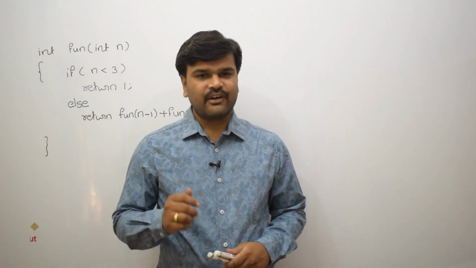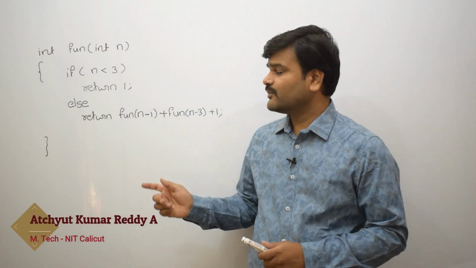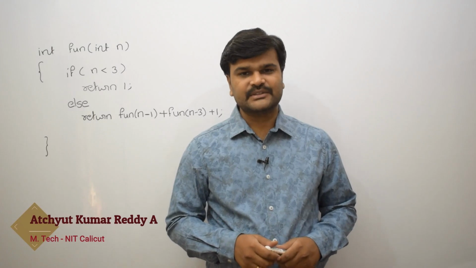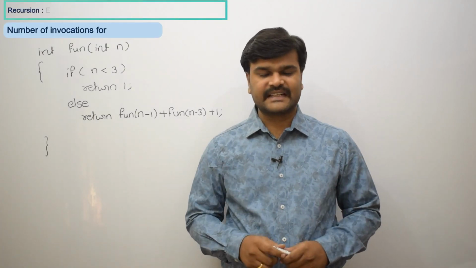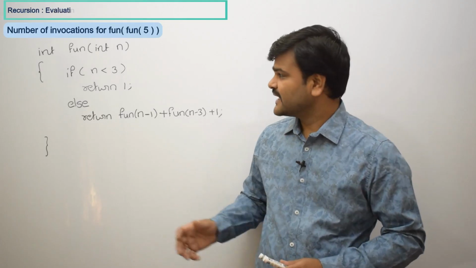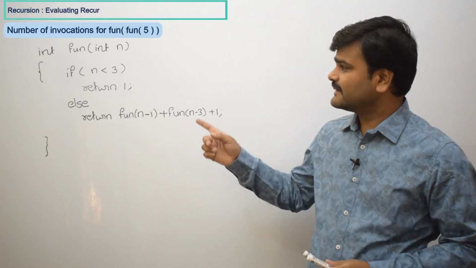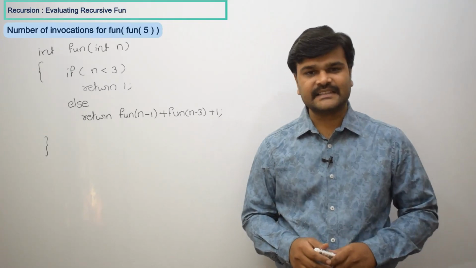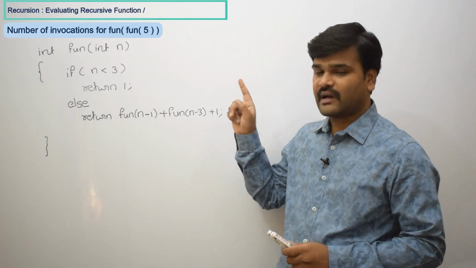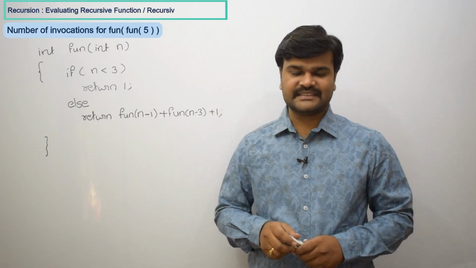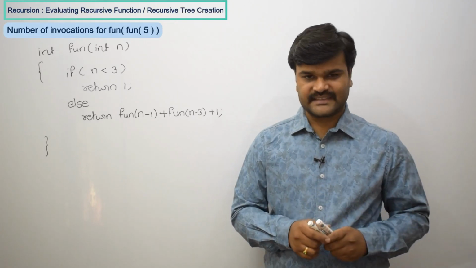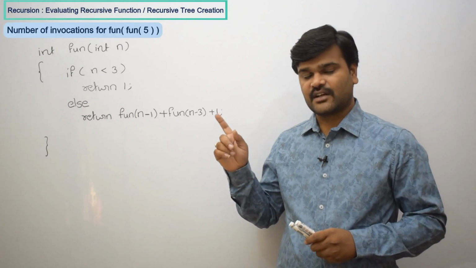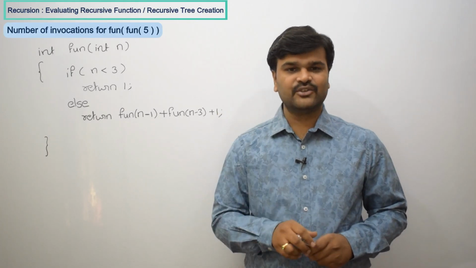Hi. Now let us see another example of how to evaluate a recursive function. Even here, we are going to construct a recursive tree first of all. In the question, he is asking for fun of 5. Here an inner function call is there, and an outer function call is there. So the inner function call, fun of 5, we have to evaluate first.